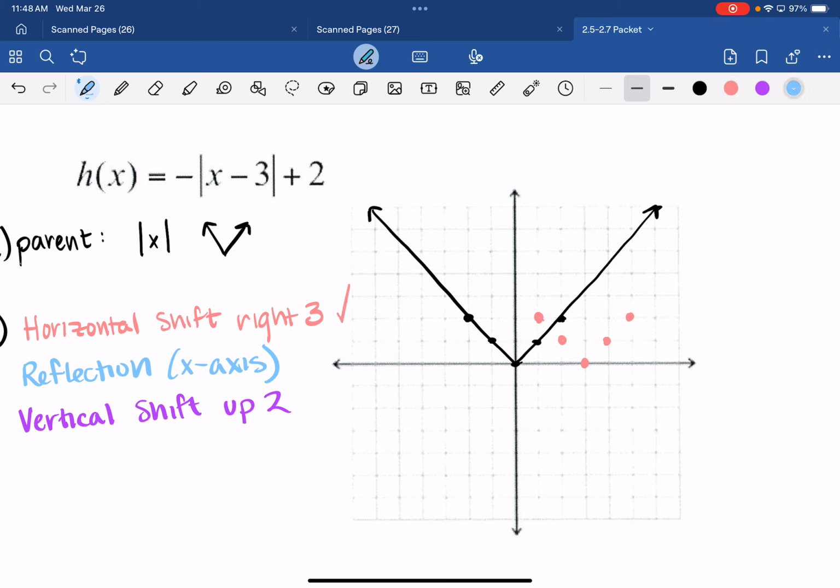My reflection about the x-axis, I'm just going to take this top and flip it over like I was folding my paper. So I'm reversing all the y values now. Okay, so now it kind of looks like a mountaintop. That's my reflection on the x-axis. And then my vertical shift up 2, I'm going to take those blue points and move them all up 2.